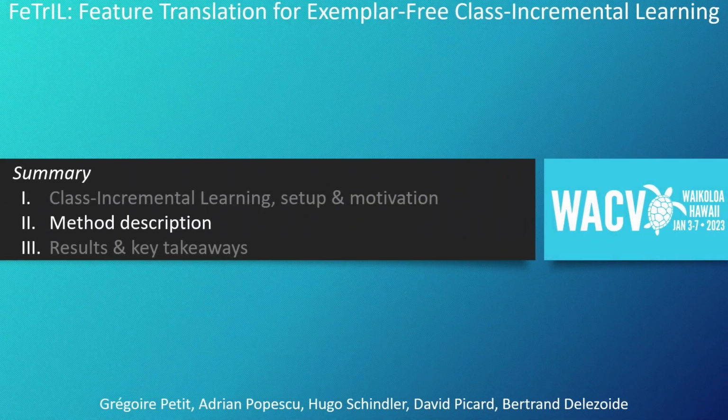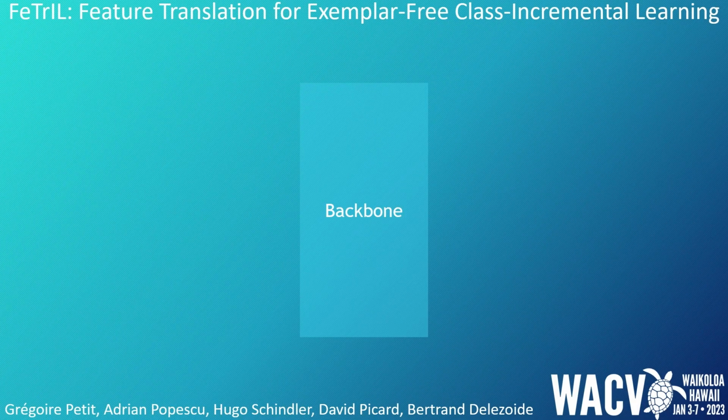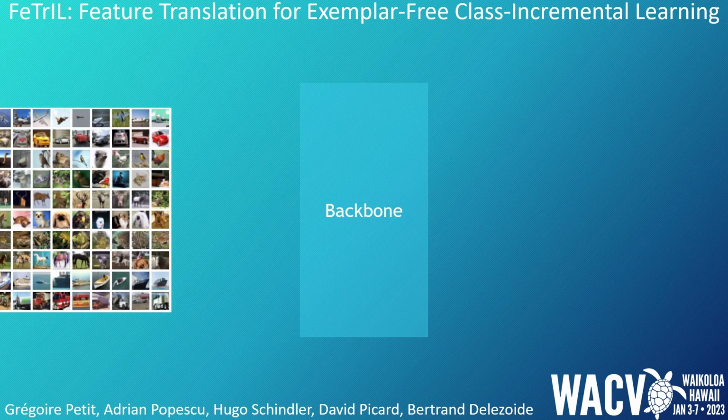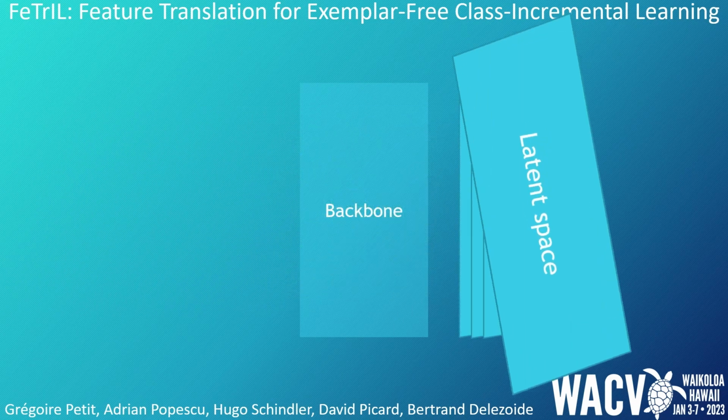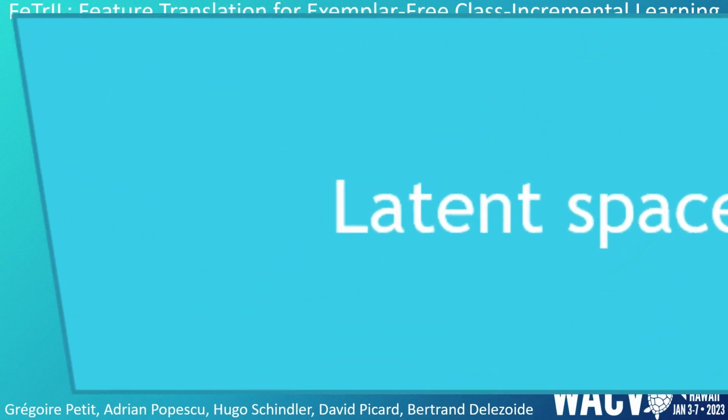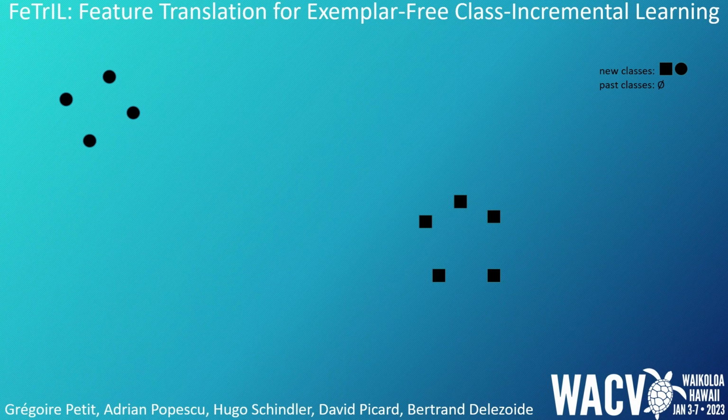To do this, we place ourselves in the latent space of our backbone trained on the first state. Let's take an example with 2 states of 2 classes each. We are in the first state, 5 images of the square class and 4 images of the round class pass through the extractor, and the features are placed in the latent space. We then classify in 1 versus rest mode. We evaluate on the test. Then, instead of storing the classifiers, we store the centroids.